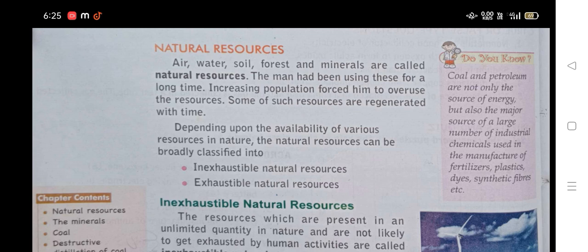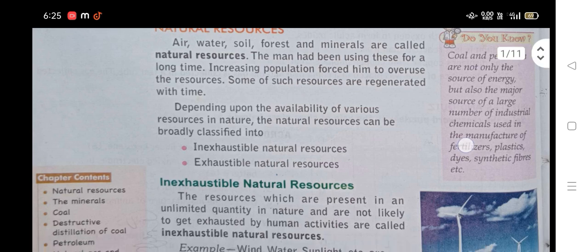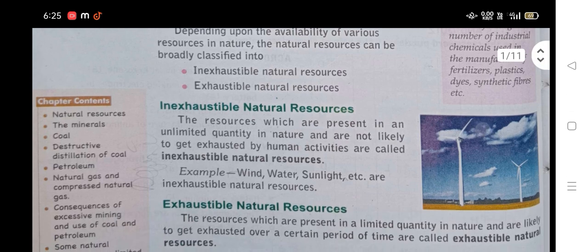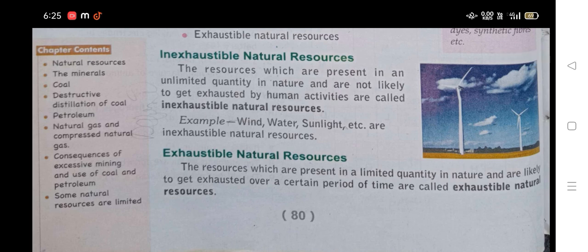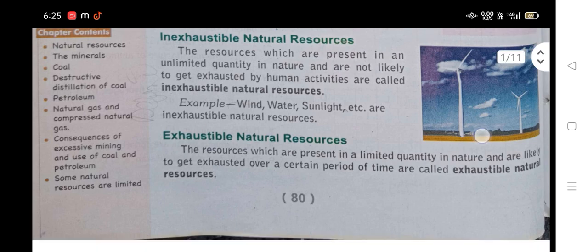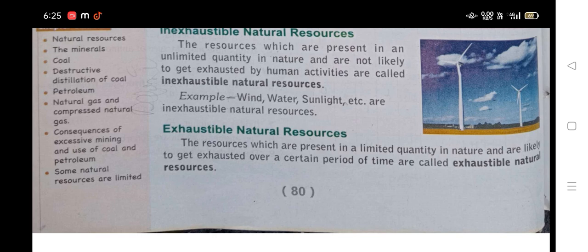Depending upon the availability of various resources in nature, the natural resources can be broadly classified into inexhaustible natural resources and exhaustible natural resources. Inexhaustible natural resources: the resources which are present in an unlimited quantity in nature and are not likely to get exhausted by human activities are called inexhaustible natural resources. Example: wind, water, sunlight, etc.